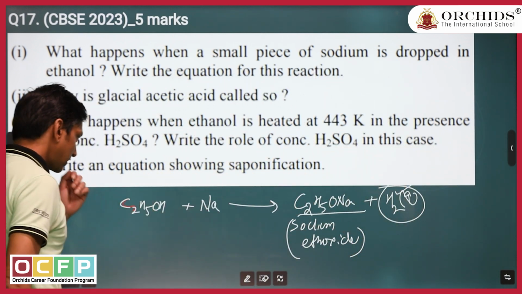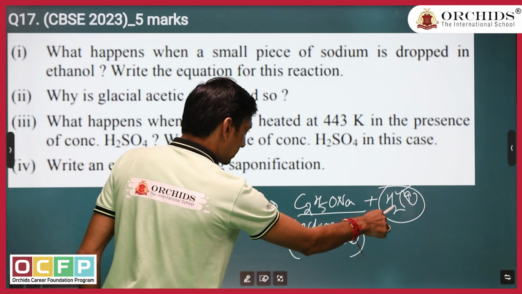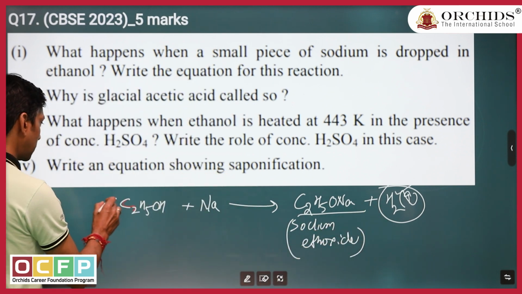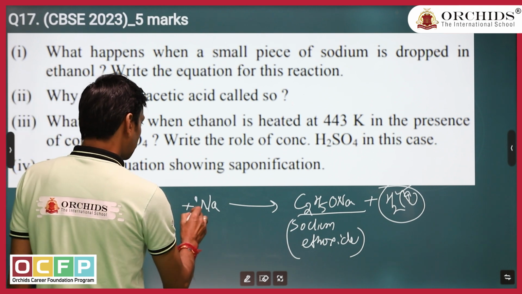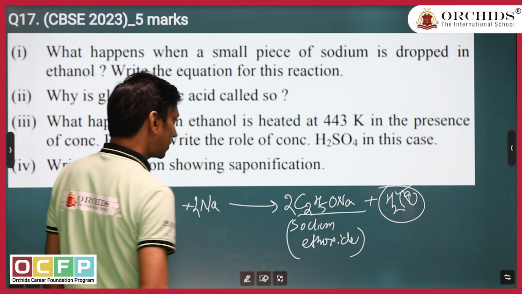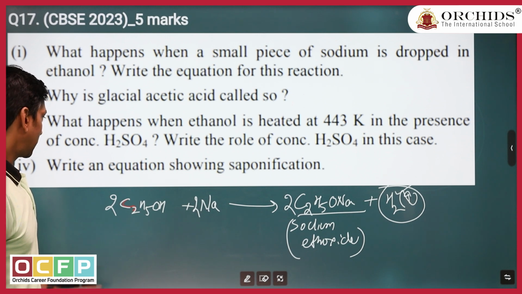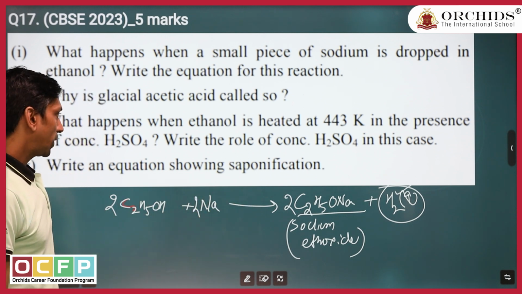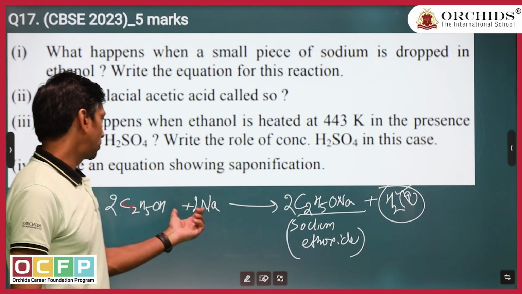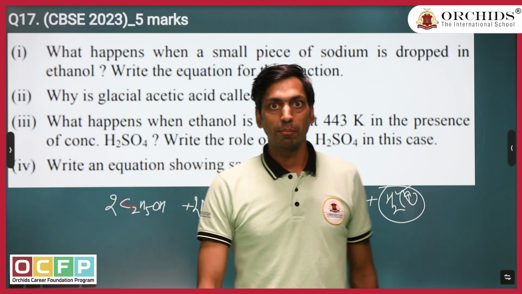Now we have to balance it. We have to check whether it is balanced or not. On this side we can see 2 hydrogens are produced, so we have to multiply by 2. That also multiply by 2, and that by 2. Now it is balanced: C2H5, 2Na, 2O and 2 hydrogen. So this reaction is now a balanced reaction.